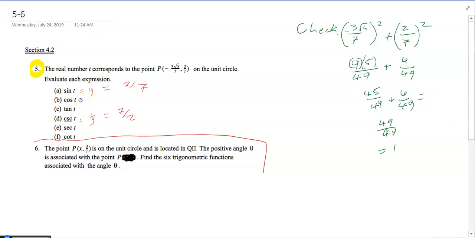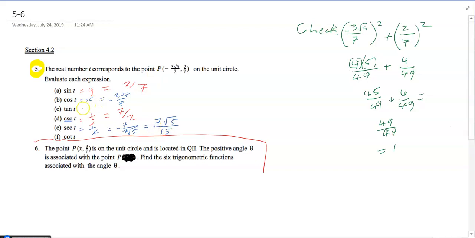Your cosine is your x value. That's going to be 3 radical 5 over 7, but it's a negative. Your secant is going to be 1 over x. So that's going to be 7 over 3 radical 5. And you rationalize that to get 7 radical 5 over 3 times 5, which is 15. And don't forget your negative sign.